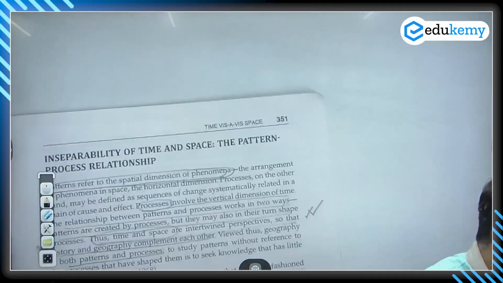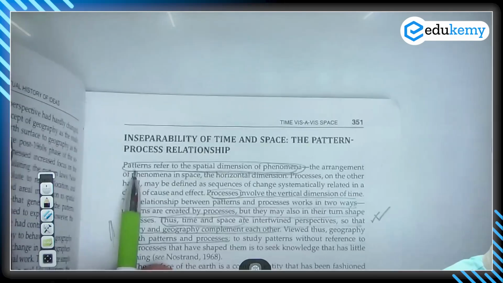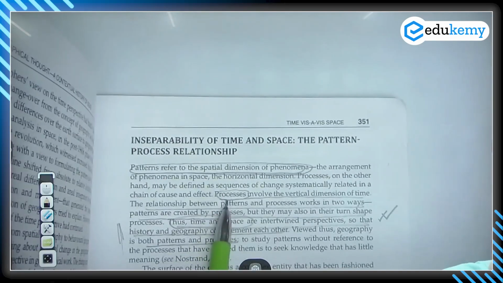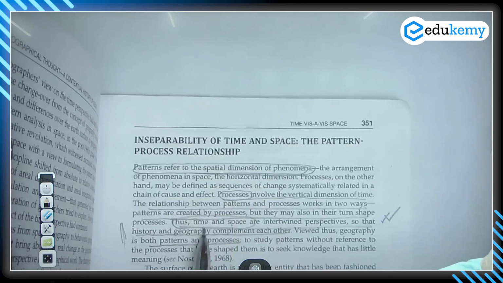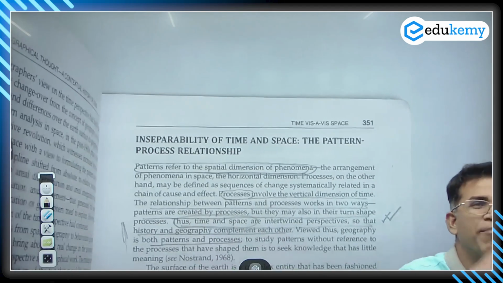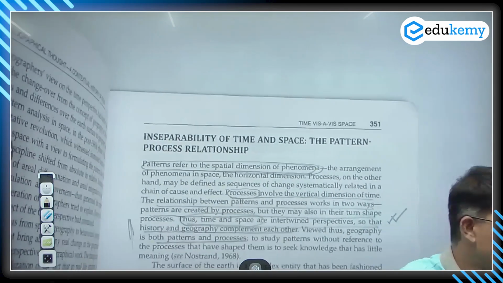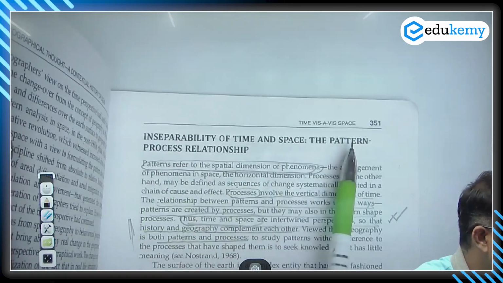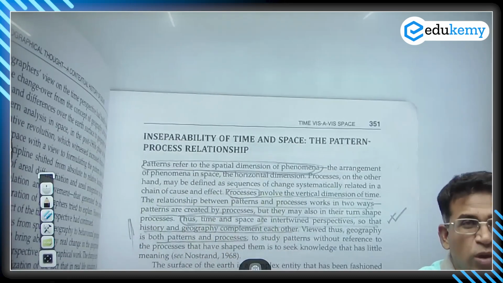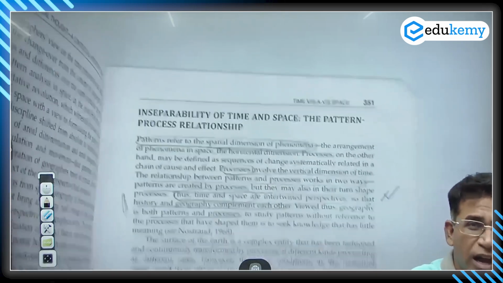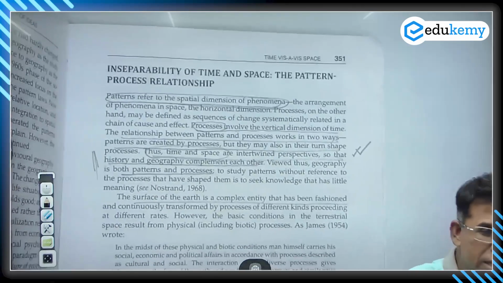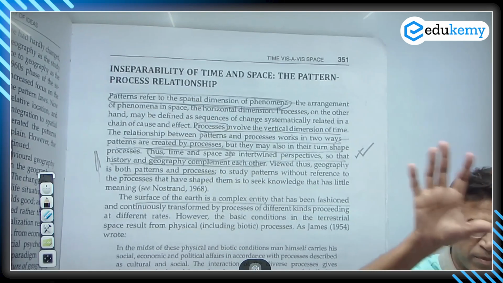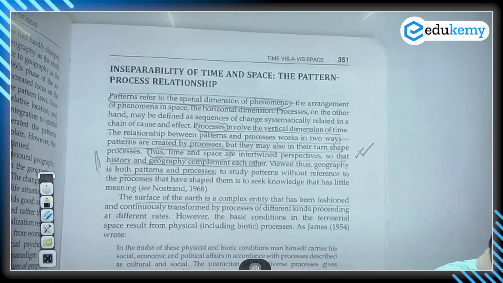So now we know that whatever patterns form, the patterns include processes. And wherever a process comes, you cannot remove time and space. Anything which has a method, a process, that's why it says inseparability of time and space. The pattern-process relationship was the understanding of contemporary geographers: if a pattern has come into something, the pattern requires a process to develop. It will have time. You cannot separate time.